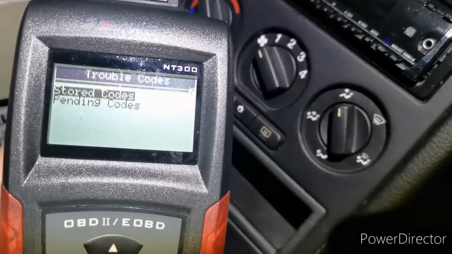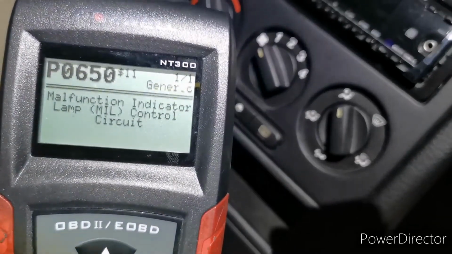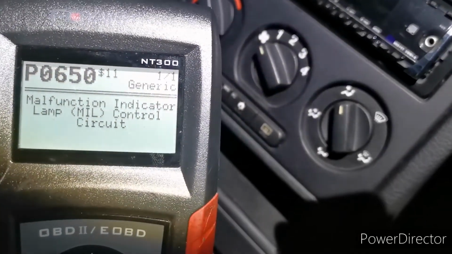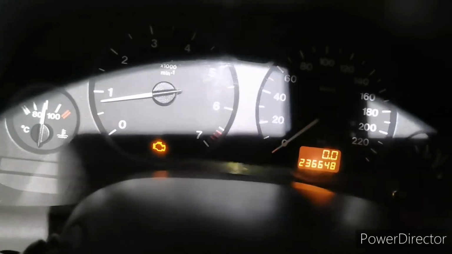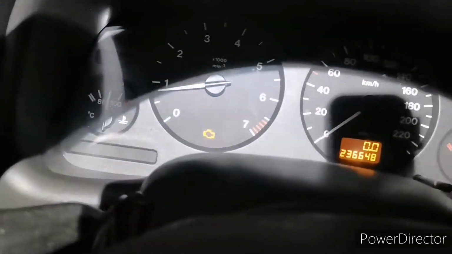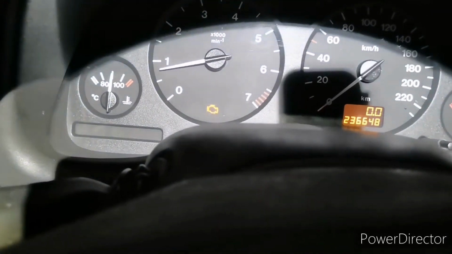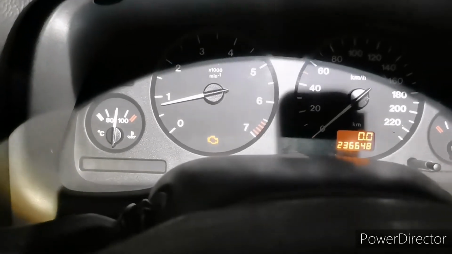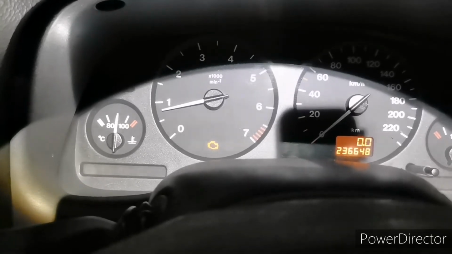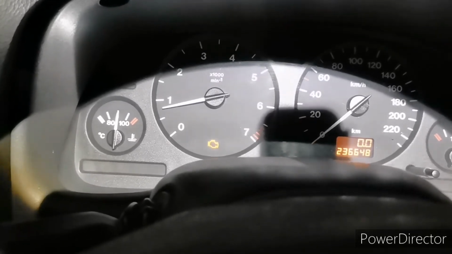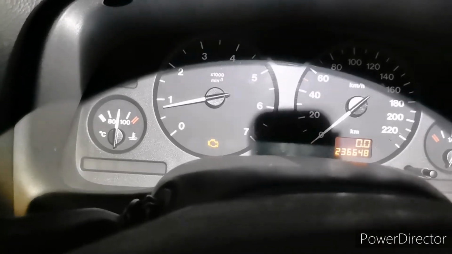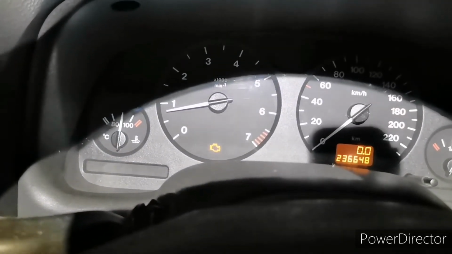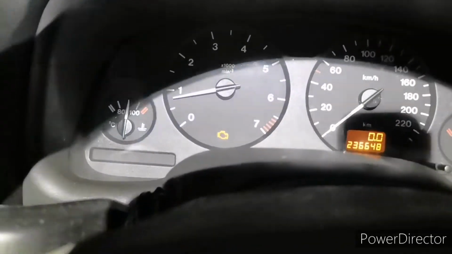And let's check the pending codes. Malfunction indicator lamp control circuit, but right now the check engine light is working. See, it's working right now. We will check the mass airflow sensor. Let's check whether we have a power supply and ground. If those 2, positive and negative supply, are present, it means that we have a faulty mass airflow sensor, because according to the scan tool, the mass airflow sensor is not generating any signal going to the computer.